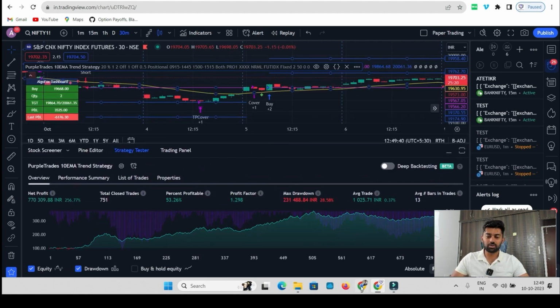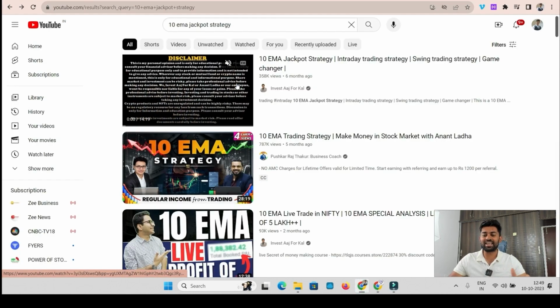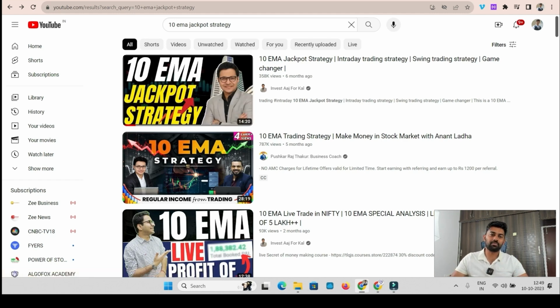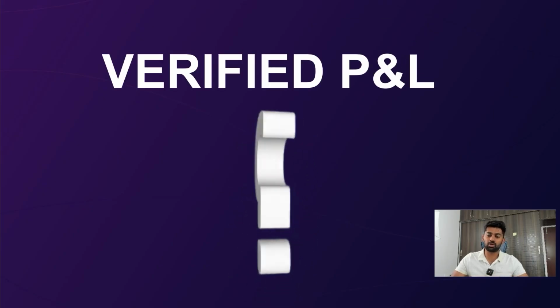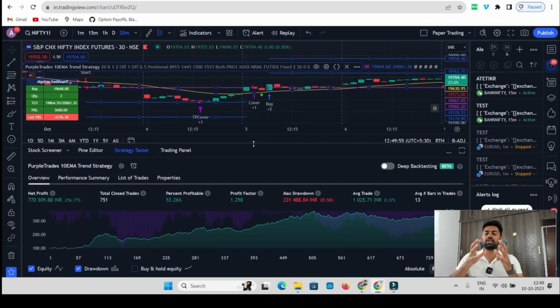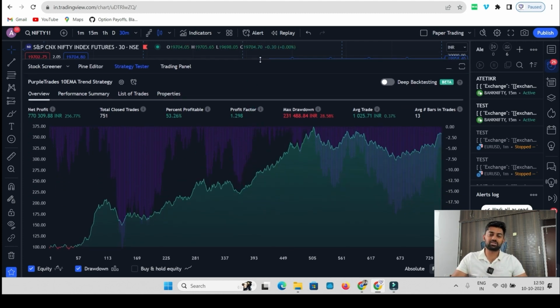So of course, we started with an analogy of 10 EMA jackpot strategy. We got the true colors of the strategy, that it just does not work in intraday. Also, this guy claims that he doesn't want to share his verified PNL, which was a big question mark. But we took the idea, we got inspired from the idea, we changed the time frames, we changed the risk reward ratio, we worked around and finally made the strategy profitable.